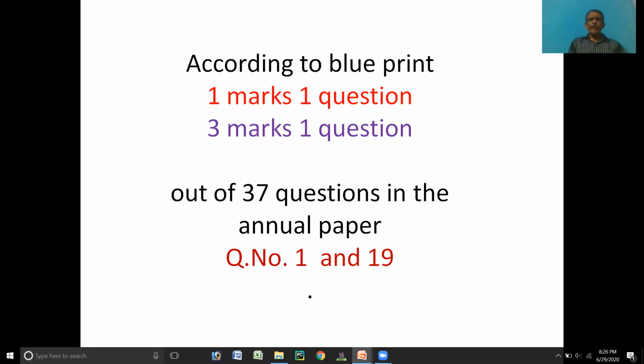So according to the blueprint, 2 questions are expected. That is, 1 question for 1 mark and 1 question for 3 marks. In the annual exams, out of 37 questions, question number 1 and question number 19 are expected from this chapter. Total 4 marks.